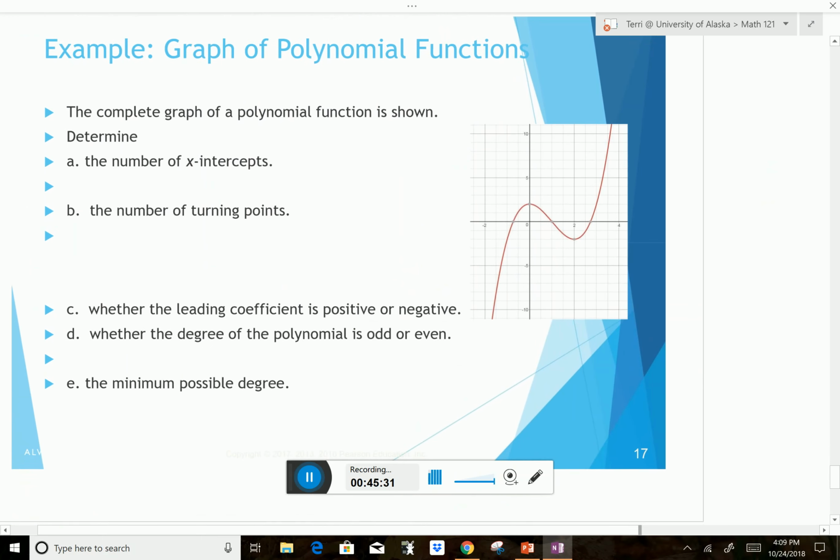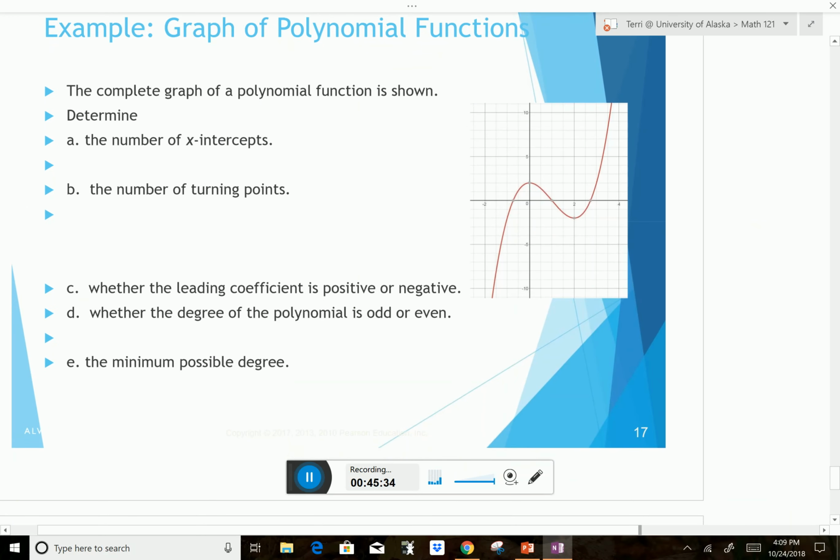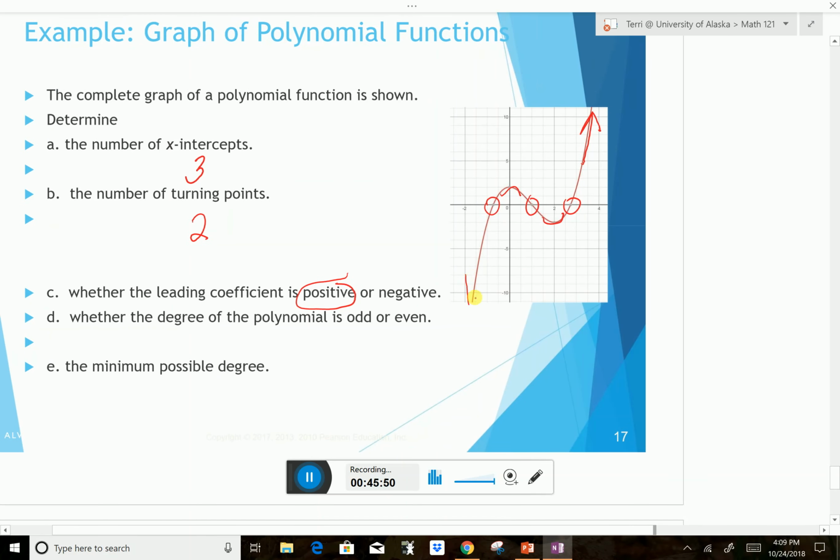Okay, let's look at this one. Number of x-intercepts, 1, 2, 3. Number of turning points, 1, 2. Whether the lead coefficient is positive or negative, we're going up on this side, so we're positive. We're going up on one side, down on the other, so this is odd.